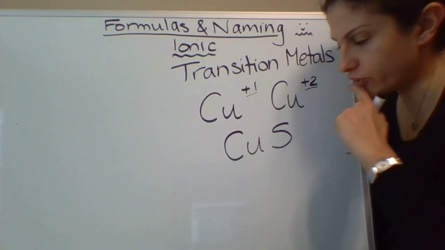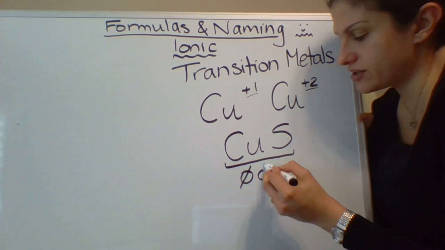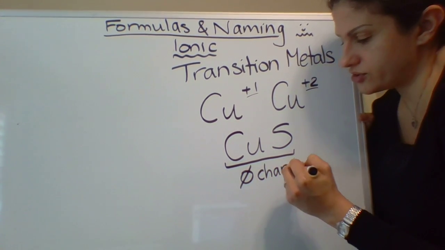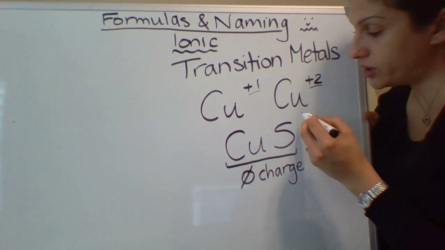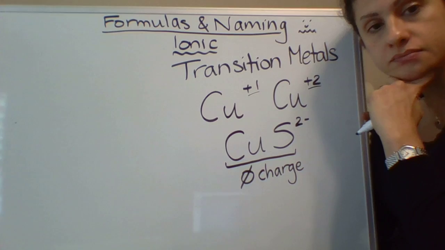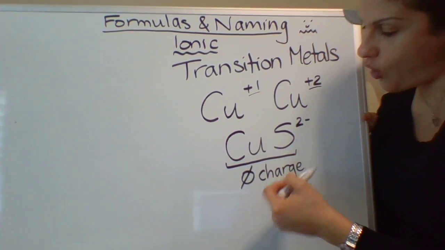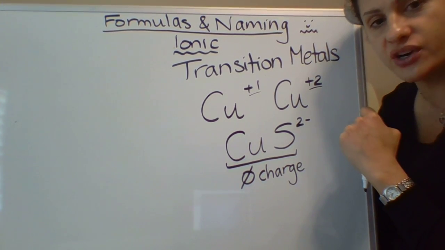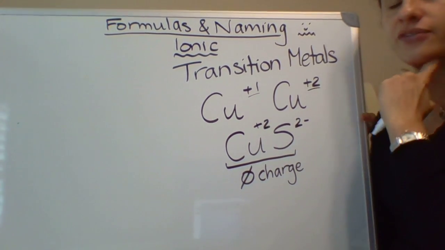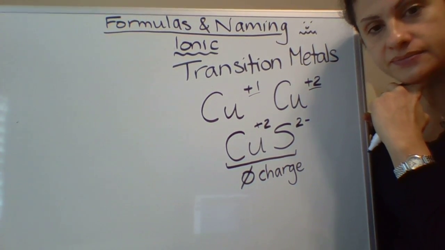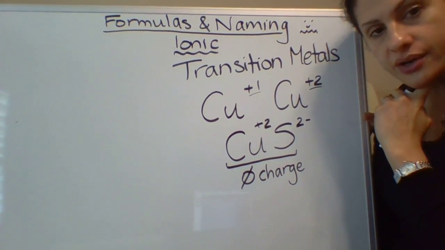Well, what did I mention before? This entire compound has to have a 0 charge. Well, we know the charge of sulfur. We know sulfur is 2-. So what charge does this copper have to have in order for the whole compound to have a charge of 0? Of course, it would have to have a +2 charge. That is how we know we are dealing with the copper with a +2 charge.